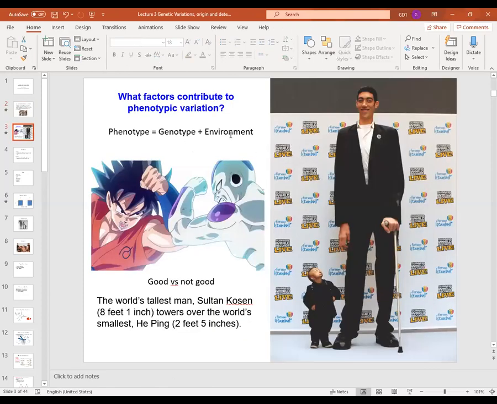So what factors can contribute to phenotype variation? We all know the phenotype is a sum of the effect from the genotype, your genes, and their interaction with the environment. So if the environment is not different between two people, but the two people are different, we can see that all the difference between them is from genes. The difference between two people from genes and also interaction with the environment may be very large.